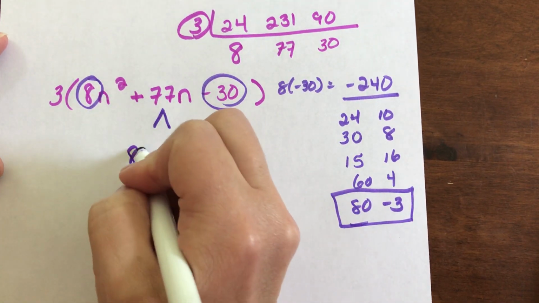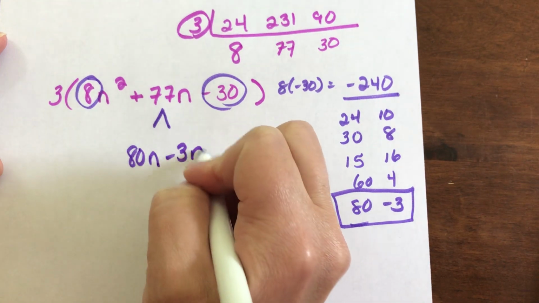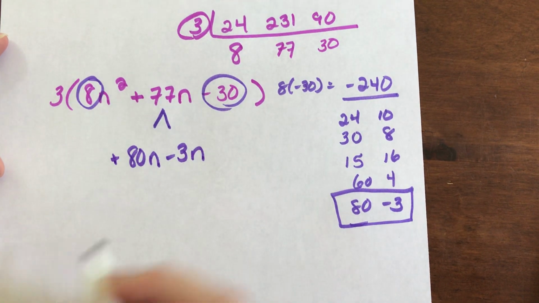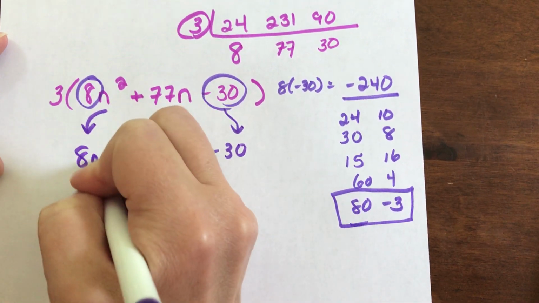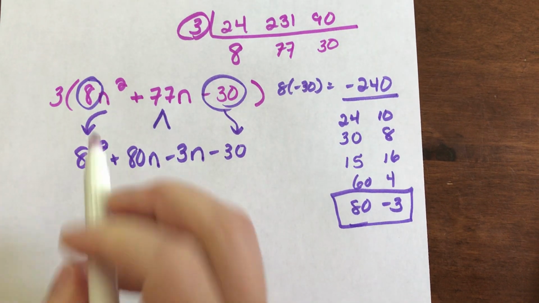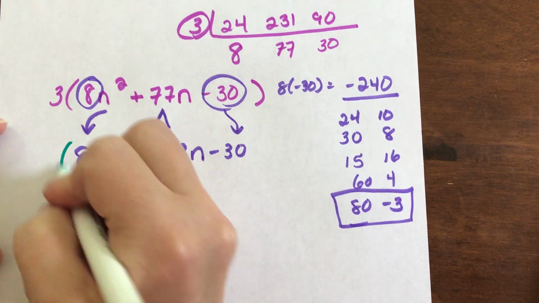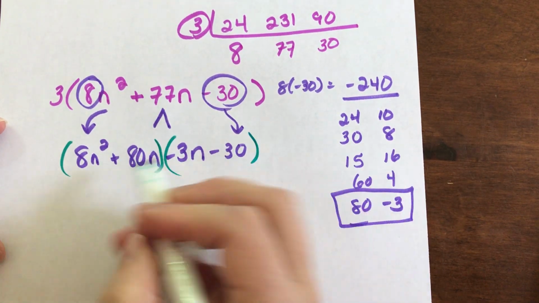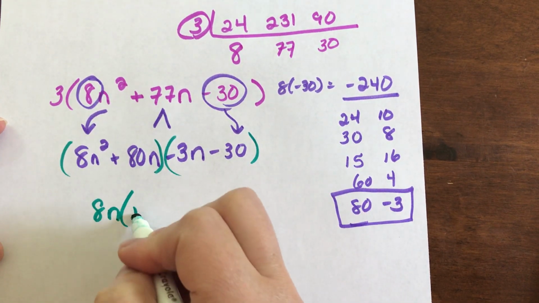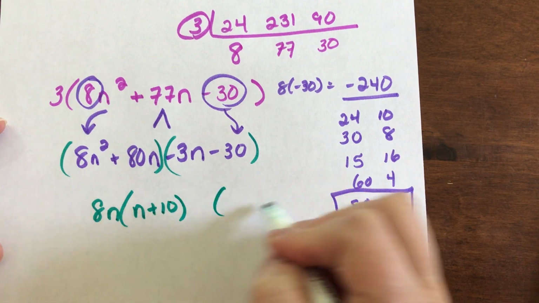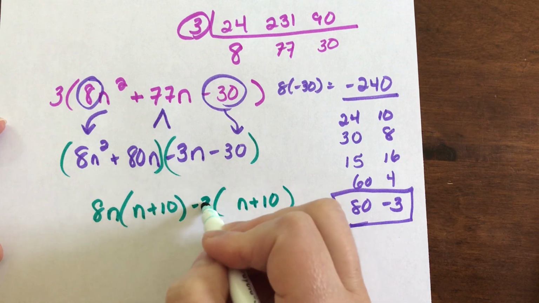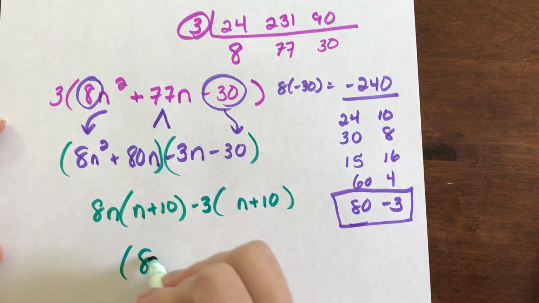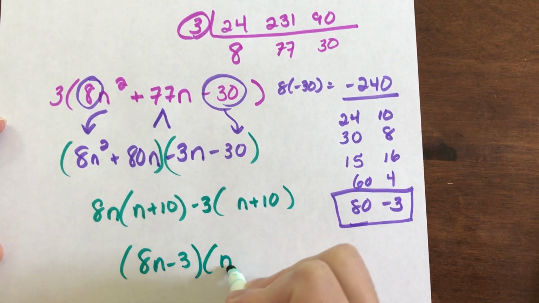So I'm going to put 80n minus 3n. Again, that's a positive 80n. I'm going to bring down the negative 30. I'm going to bring down the 8n squared. And then I'm going to factor by grouping. First two, last two. This one I can pull out an 8n, which gives me n plus 10. So I know for a fact that this has to be n plus 10. So n times what is negative 3n? Negative 3. So I have 8n minus 3 times n plus 10.